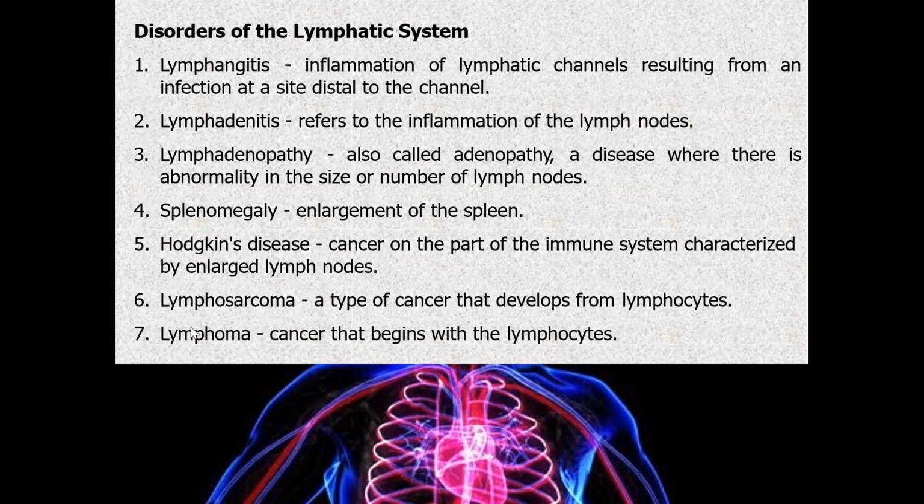Next, when we say lymphosarcoma, when we say sarcoma, it is a cancer. Okay, so it is a type of cancer that develops from the lymphocytes. Okay, and lymphoma, again, it is a cancer that begins with the lymphocyte also. Okay, so lymphoma and lymphosarcoma are cancers that involve the lymphocytes. Okay, remember, lymphocytes develop in your lymph nodes or in the lymphatic organs.